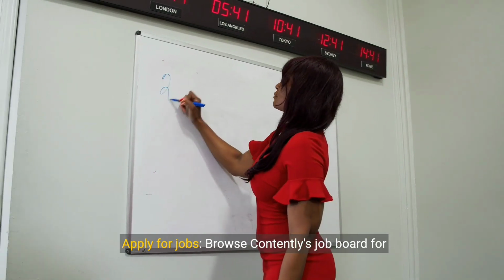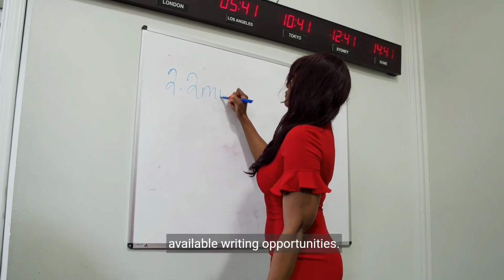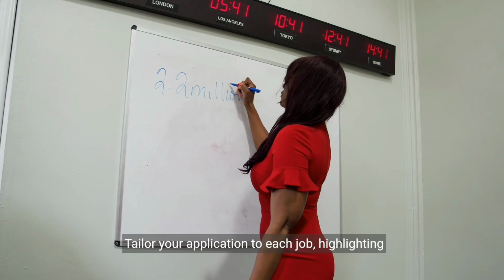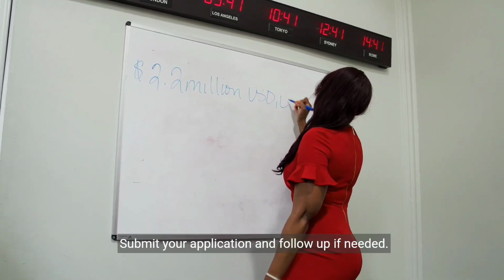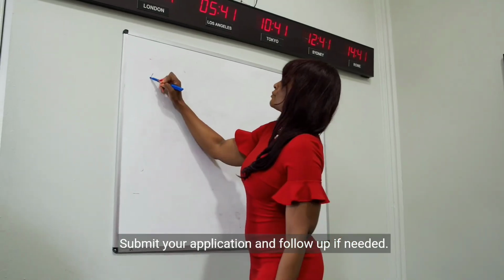Apply for jobs. Browse Contently's job board for available writing opportunities. Tailor your application to each job, highlighting your relevant skills and experience. Submit your application and follow up if needed.